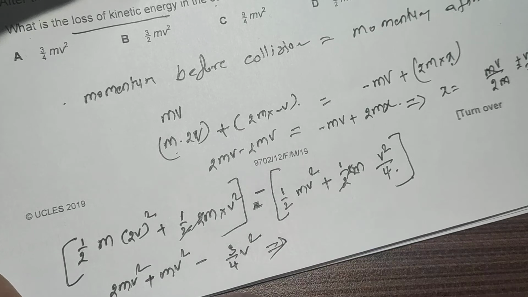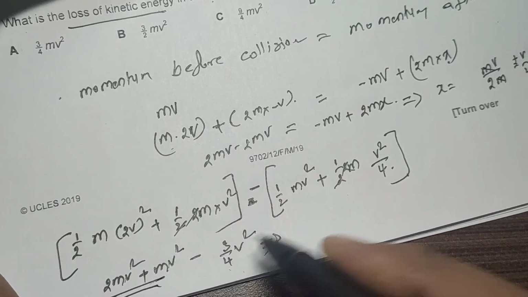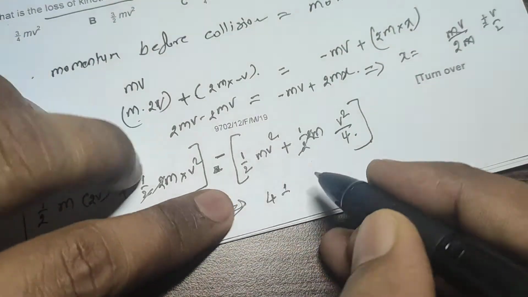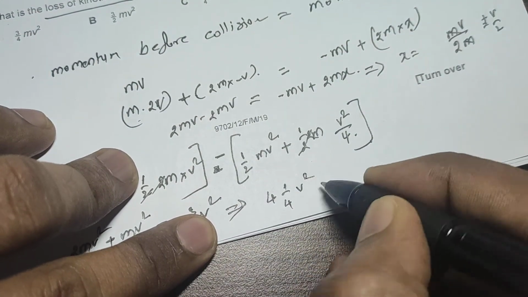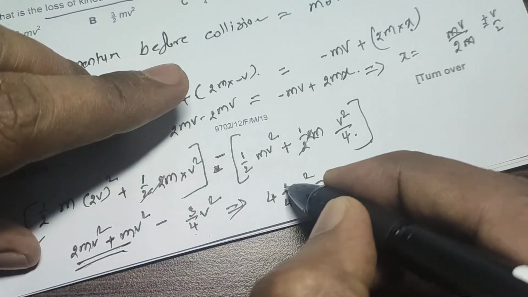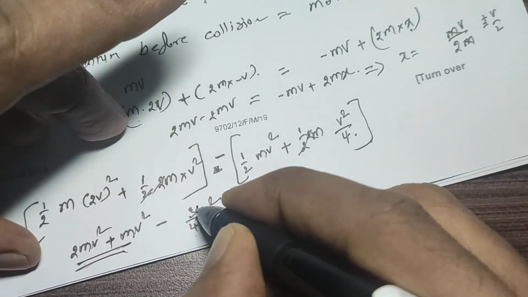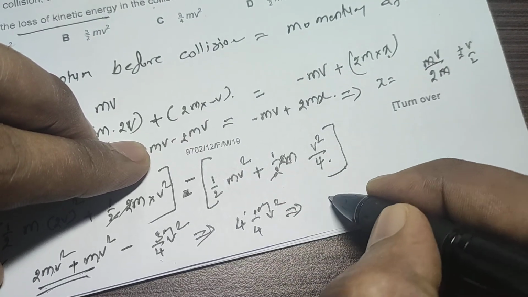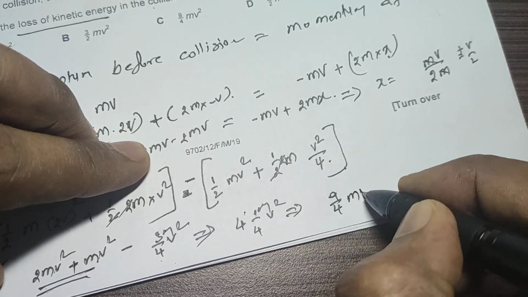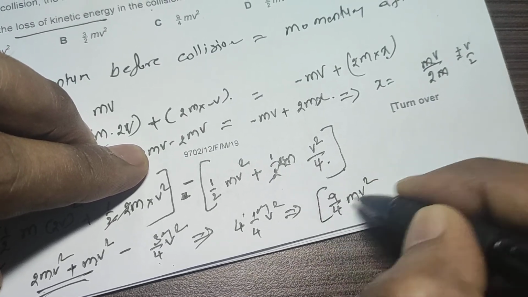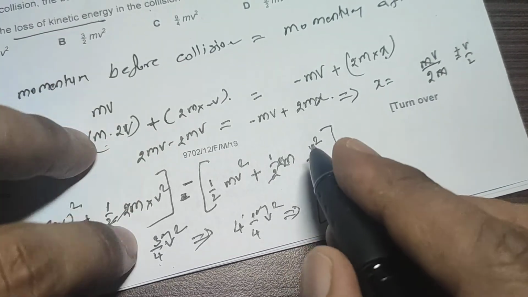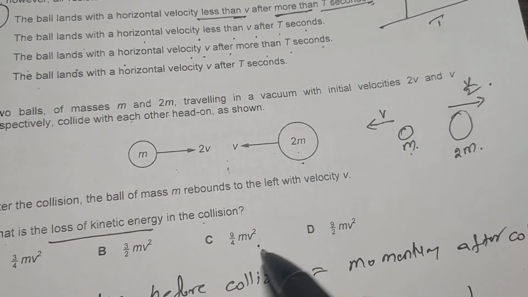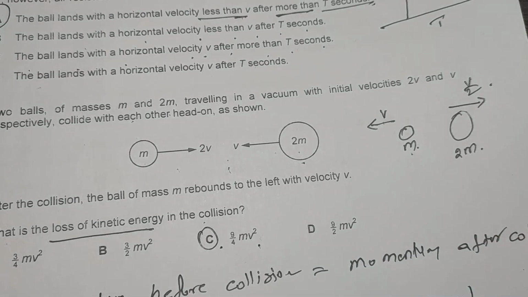So that is equal to total 3mv squared minus 3/4 mv squared, which is equal to 9/4 mv squared. That is how much kinetic energy is lost during the collision. So 9 over 4 mv squared. So C is the right answer.